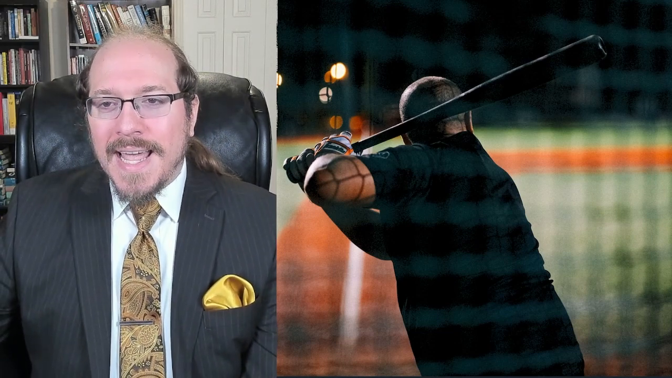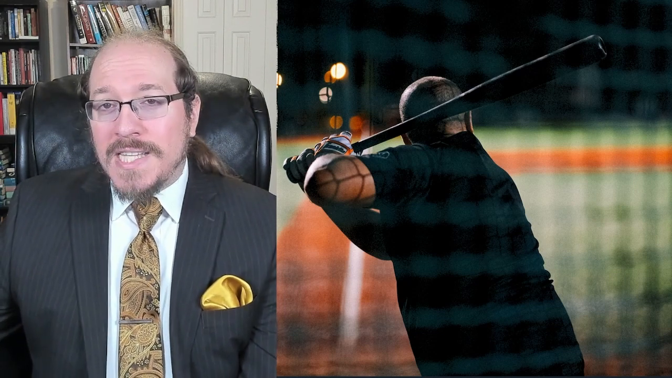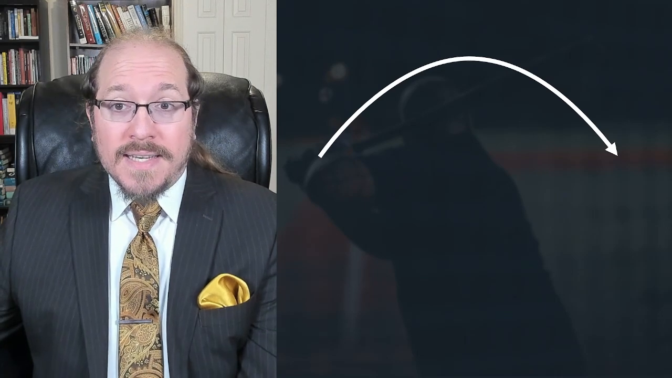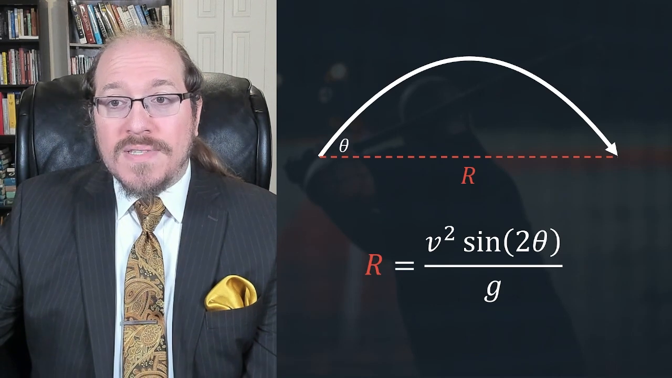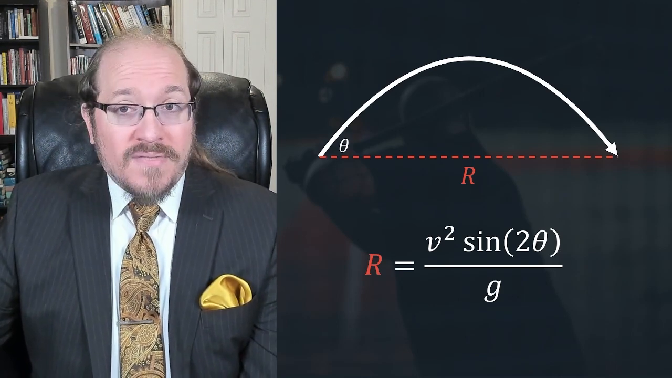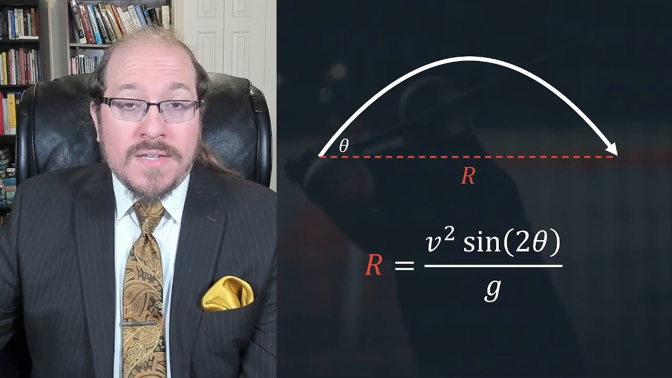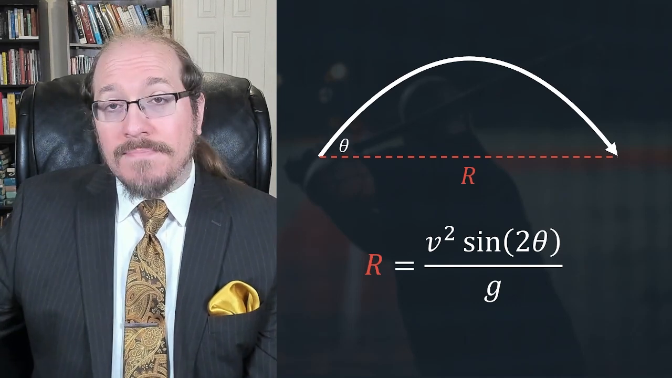Well, we can begin to answer this question by appealing to physics. Thinking of the baseball as a simple projectile under ideal conditions, its trajectory will be in the shape of a parabola. And it's possible to show, though I'll spare you the details, that its horizontal range is equal to v squared times the sine of 2 theta divided by g. V is the velocity of the ball after it's hit, theta is the angle from the horizontal at which it's hit, and g is the acceleration due to gravity.